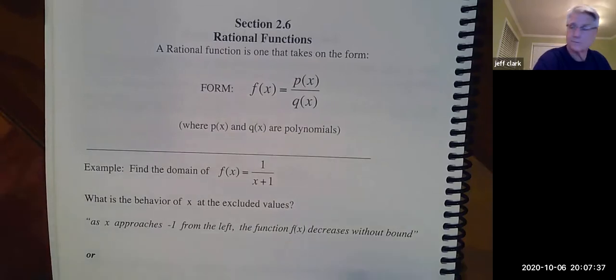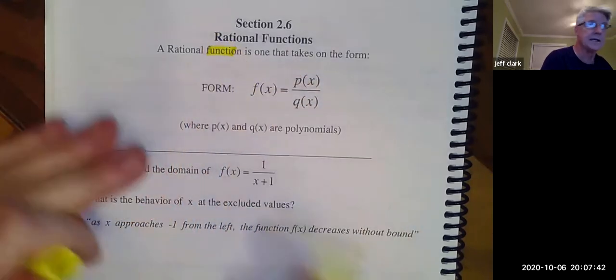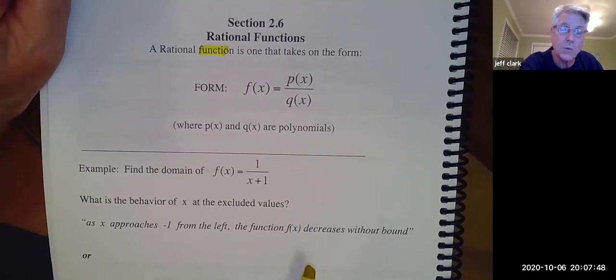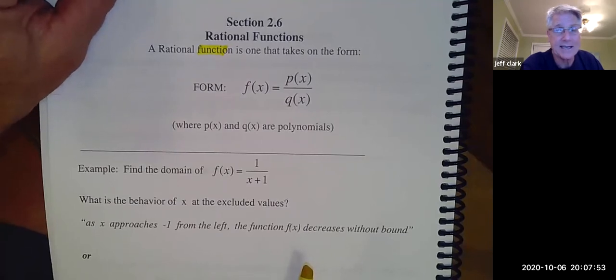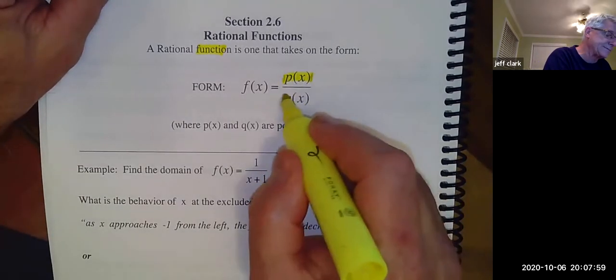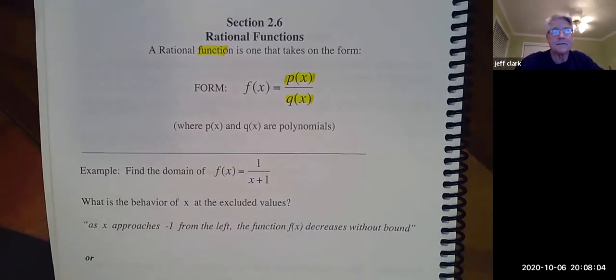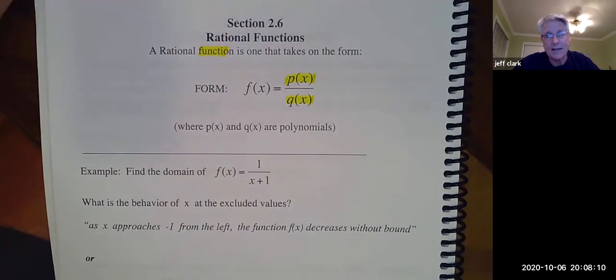A rational function, you can take a look here and you know what a function's all about. The formal definition is: for every x value, there's only one y value, or a picture that passes the vertical line test is called a function. To be rational, it has this form, which is a fraction. All rational numbers are fractions. These are polynomials, which you're going to find for these functions. A rational function is the ratio of two polynomial functions.